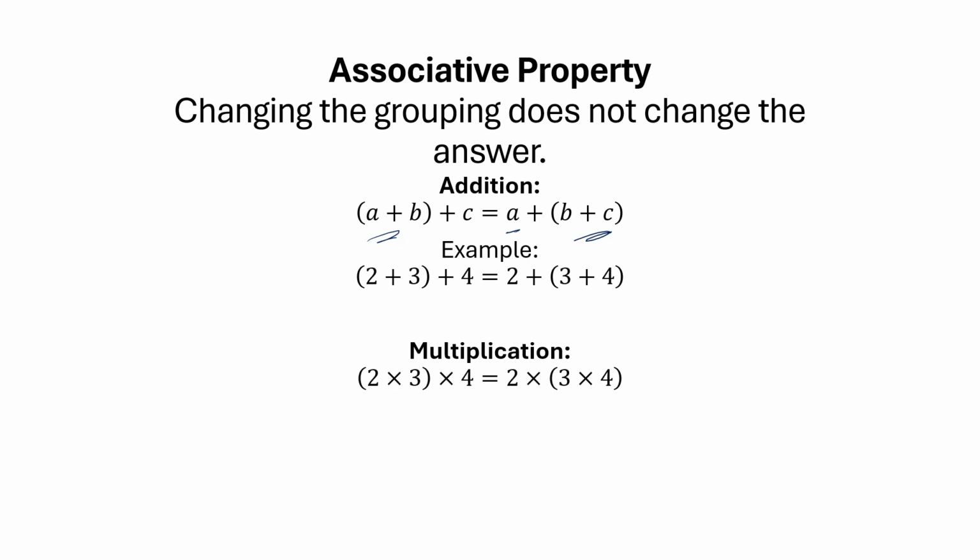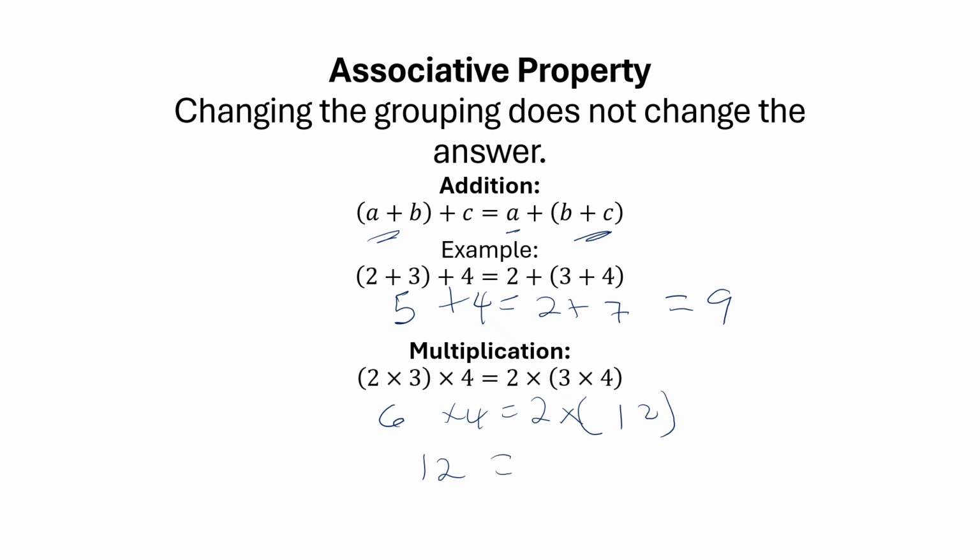So (3 plus 2) plus 4 gives 5 plus 4, and 3 plus (2 plus 4) gives 3 plus 6. The final answer is 9. Now 3 times 2 is 6, times 4 gives 24, and 3 times (2 times 4), which is 3 times 8, also gives 24. The same answers, 24 each.